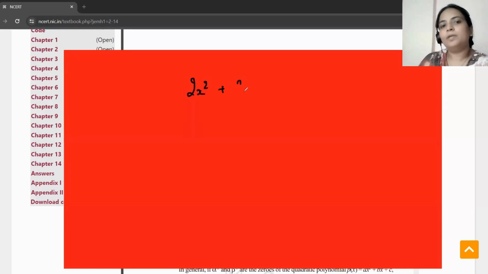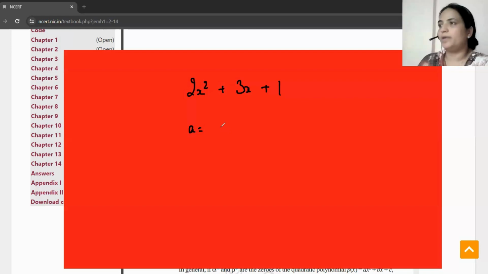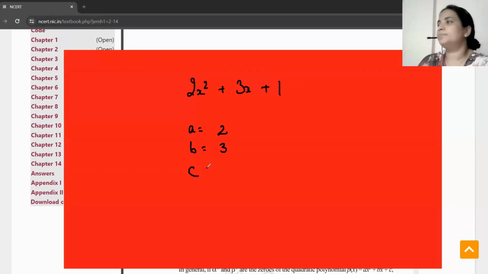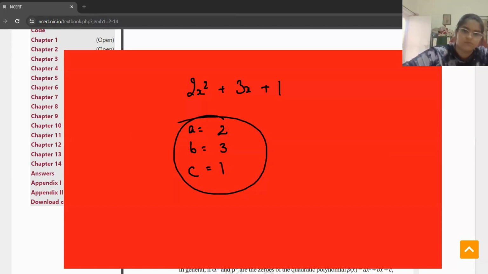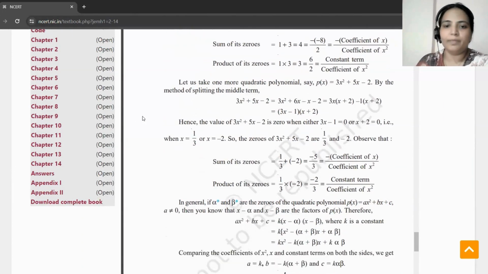2x² plus 3x plus 1. Let's identify what is A, B, C here. What's A? Ma'am, 2. Coefficient of x square. So that is 2. Okay, what is B here? 3. Okay. What is C here? 1. Okay, now if you can spot A, B, C from here, so now we will be writing these things here.